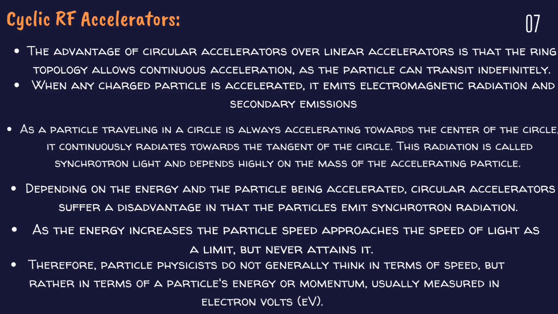As a particle traveling in a circle is always accelerating towards the center of the circle, it continuously radiates towards the tangent of the circle. This radiation is called synchrotron light and depends highly on the mass of the accelerating particle. Depending on the energy and the particle being accelerated, circular accelerators suffer a disadvantage in that the particles emit synchrotron radiation.